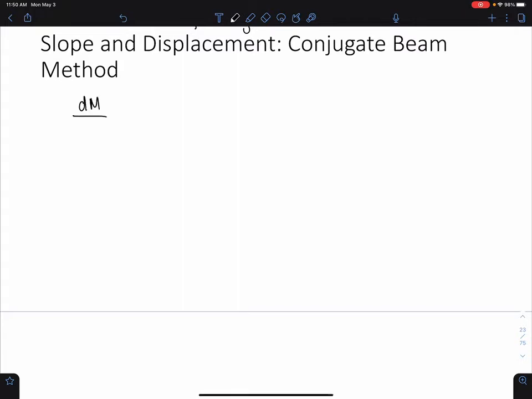derivative of the moment diagram, dM/dx, is equal to the shear diagram. Okay, and along with that, the derivative of the shear diagram is equal to the loading on our system. And then we can further connect this and say the second derivative of the moment is then equal to that distributed load that's applied on the member.